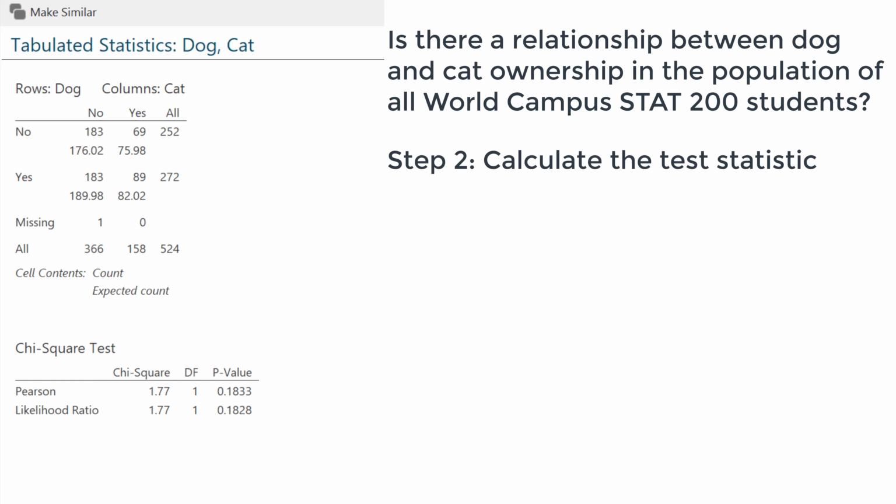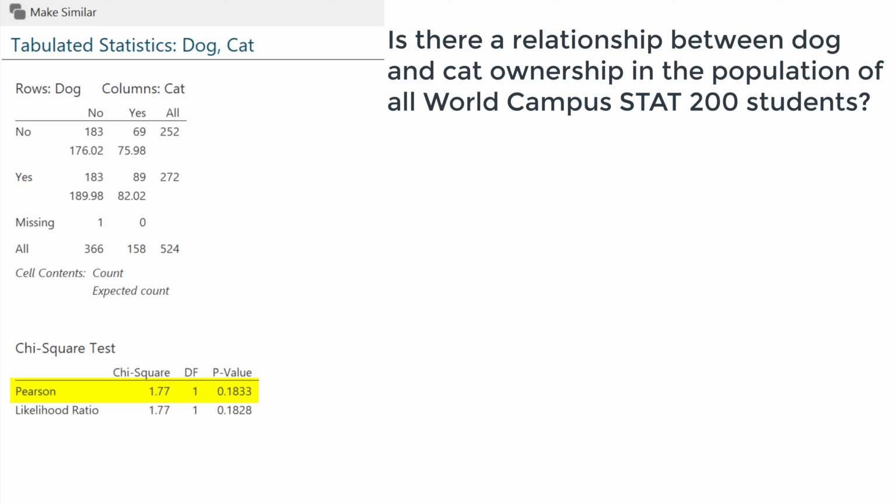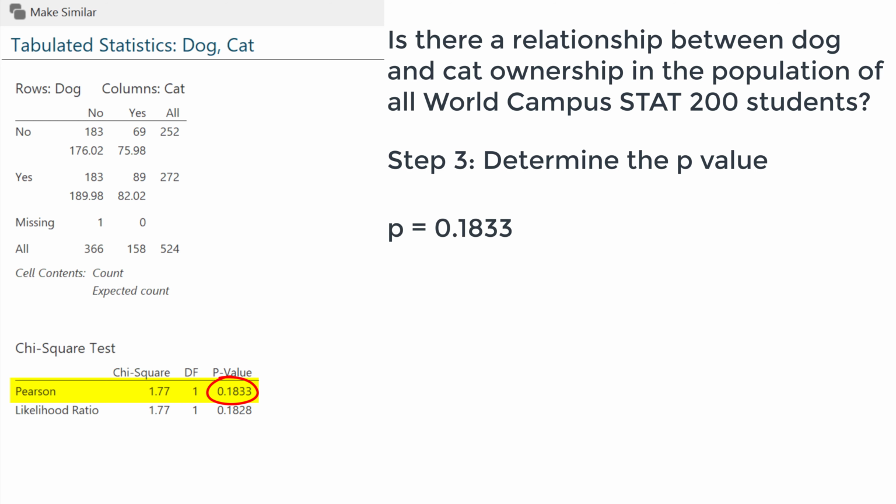Step 2 is to find our chi-square test statistic. In this course, we're always going to be using the Pearson chi-square test statistic, which here is 1.77. Step 3, determine the p-value. From this output, in line with the Pearson chi-square test statistic, our p-value is 0.1833.